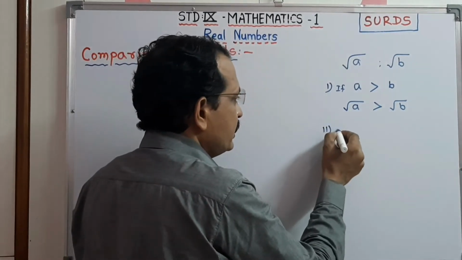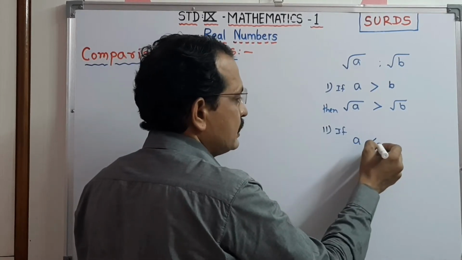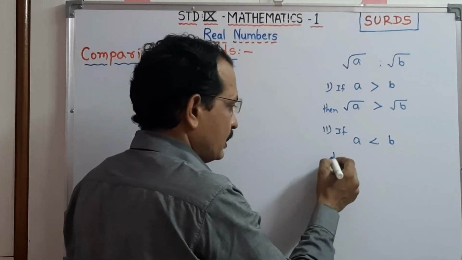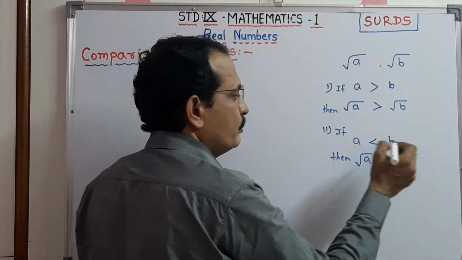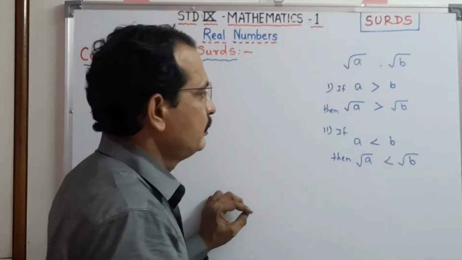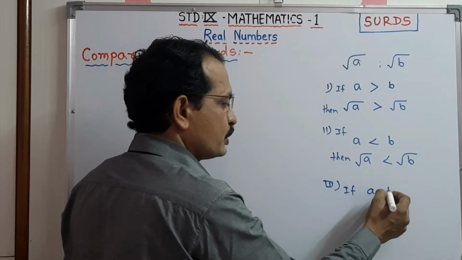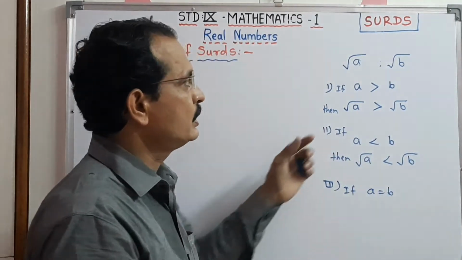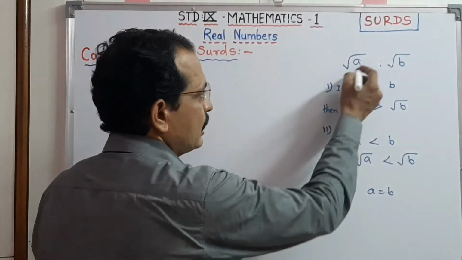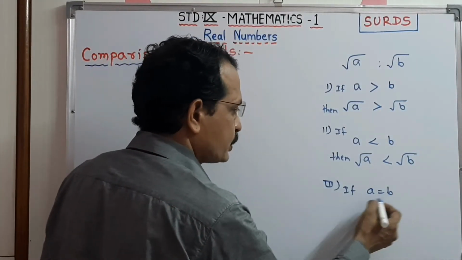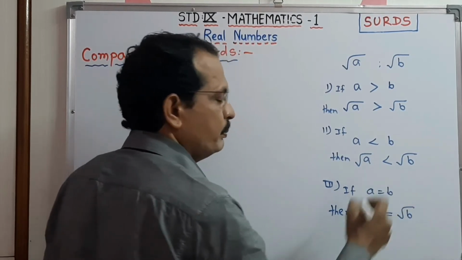Second condition: if A is less than B, then we can say that root A is less than root B. And the third possibility is if A is equal to B, then, dear student, order is same, radicand is same, so the surds are called like surds. Therefore we can say that if A is equal to B, then root A is equal to root B.